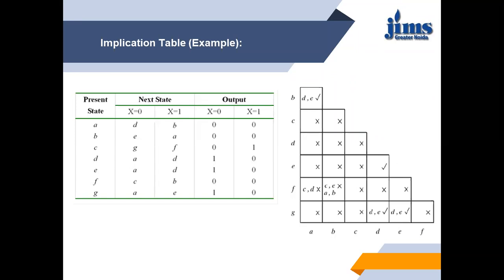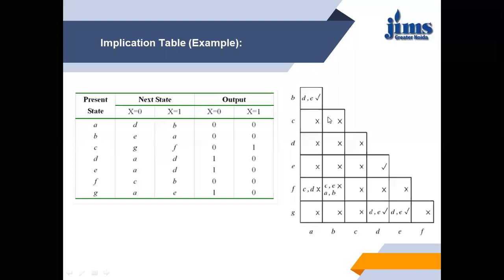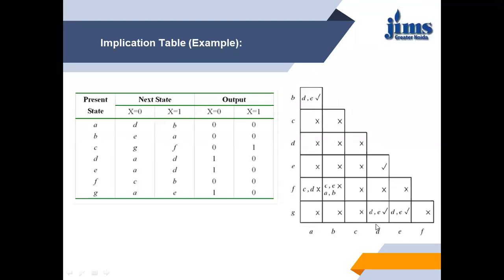Now when this table is completed, now we check the implications. So here see, we had put D and E, so we look for the D and E. D and E, here is a right, that means these states are equal. Again the condition is C comma D. So we see C and D, this is cross, that means we have to put a cross here.